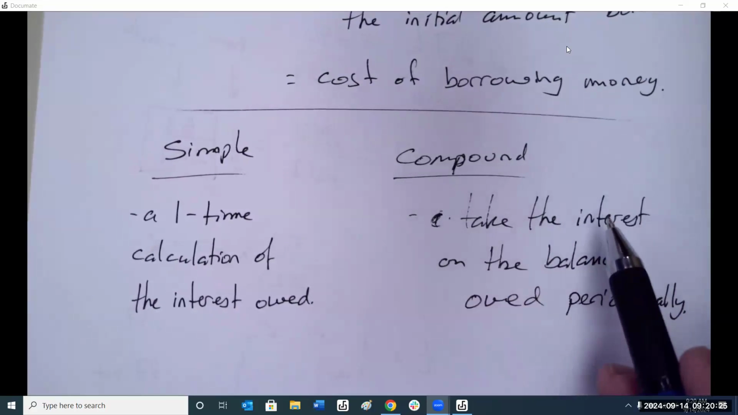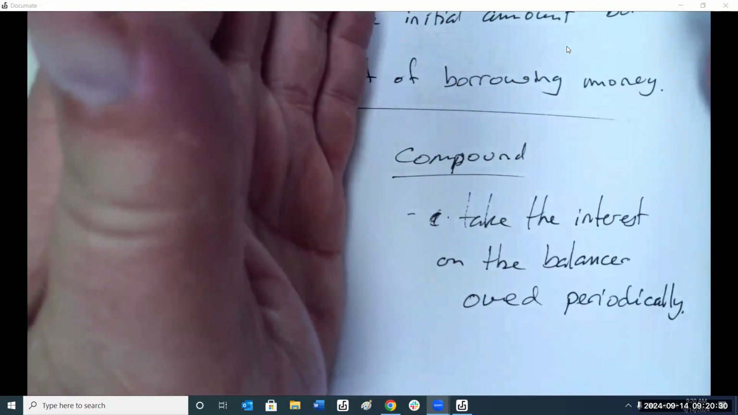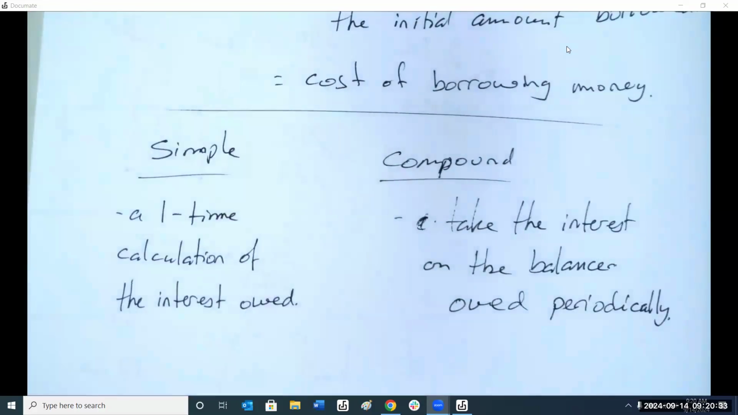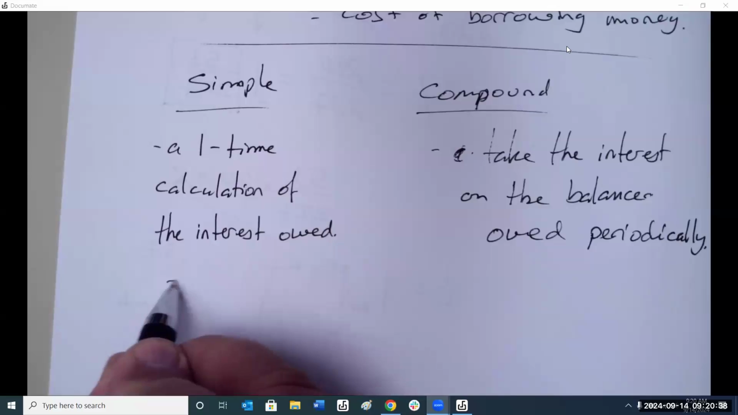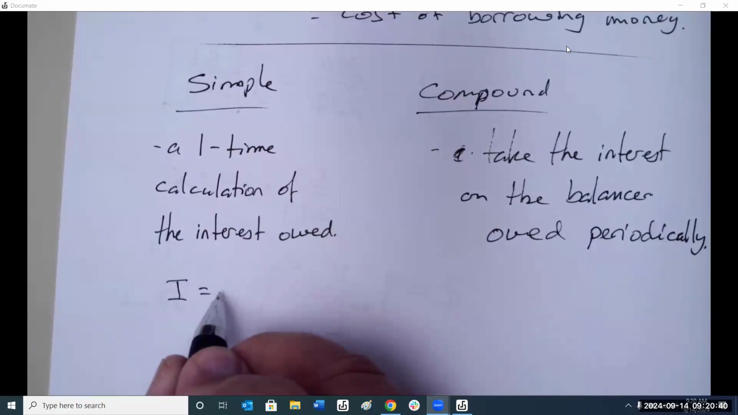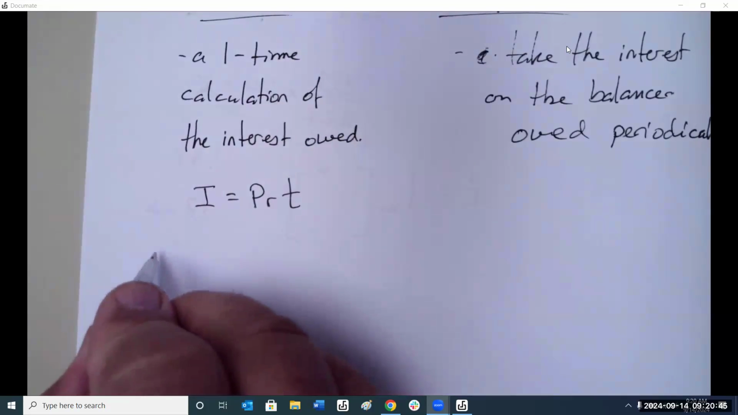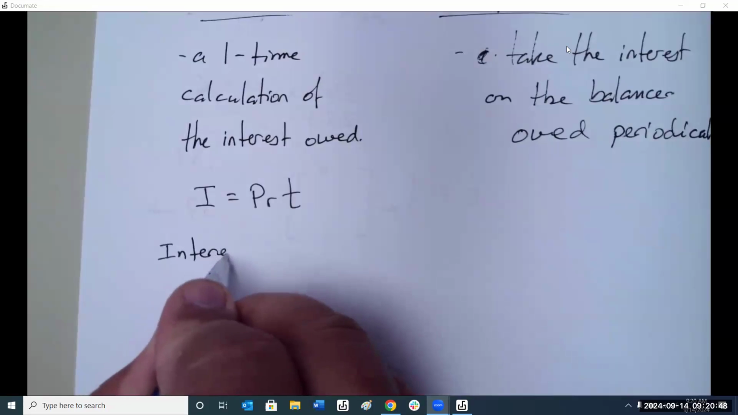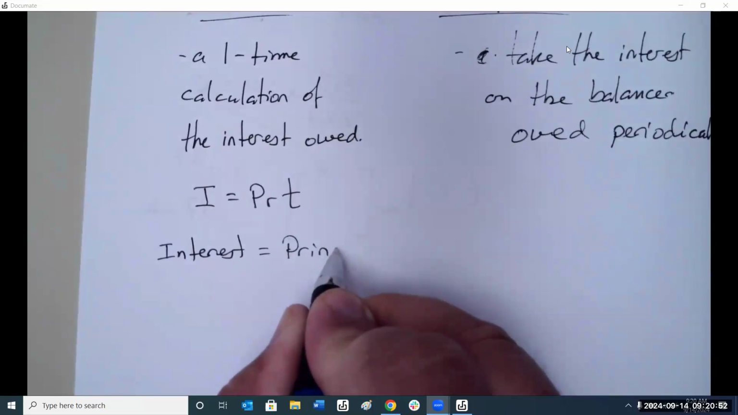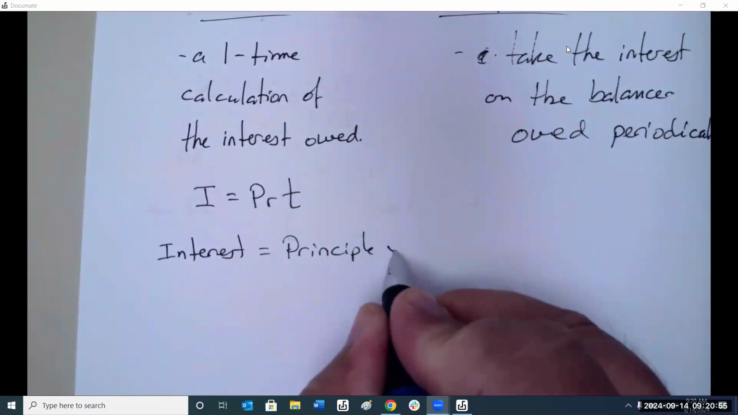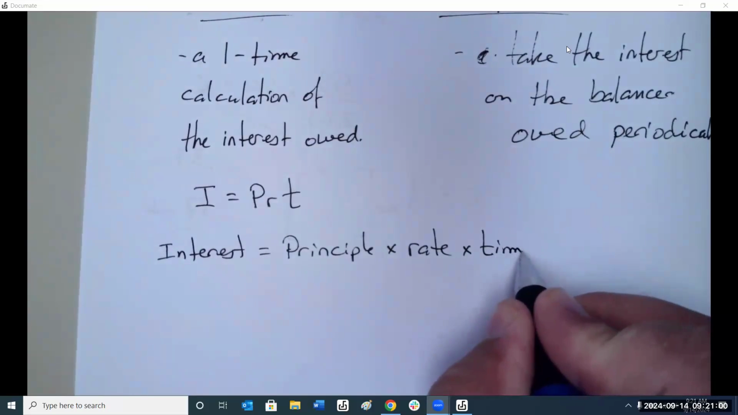We're not going to deal with compound interest. This is how the rest of the world works, when you buy a car, buy a house, or use your credit card. Simple interest is a one-time thing. The interest is calculated with this formula. It's interest equals principal times rate times time.